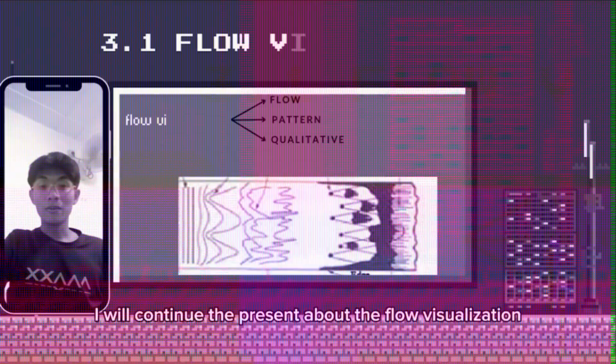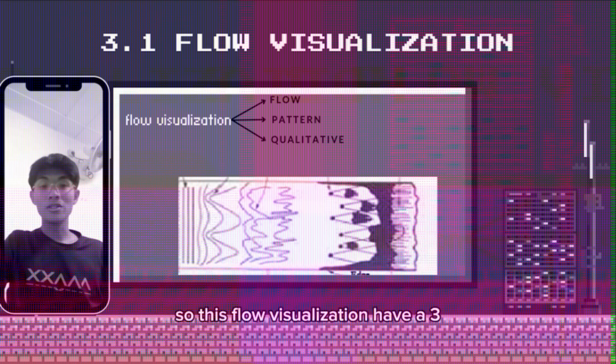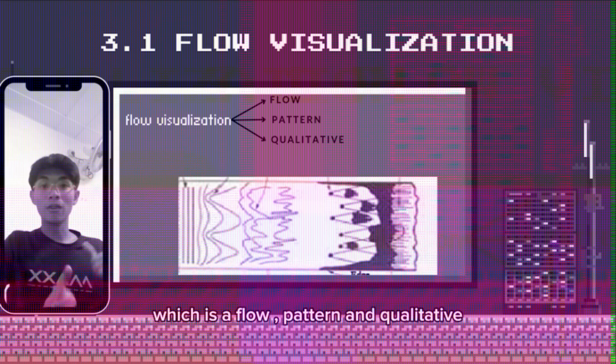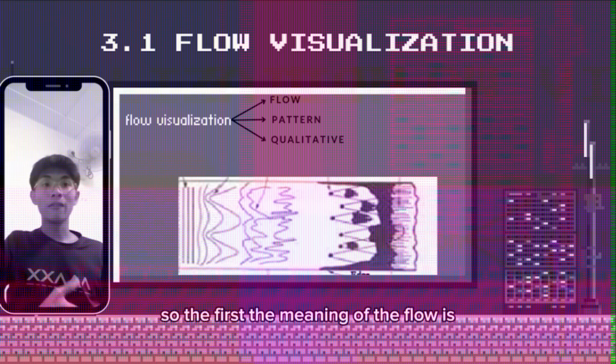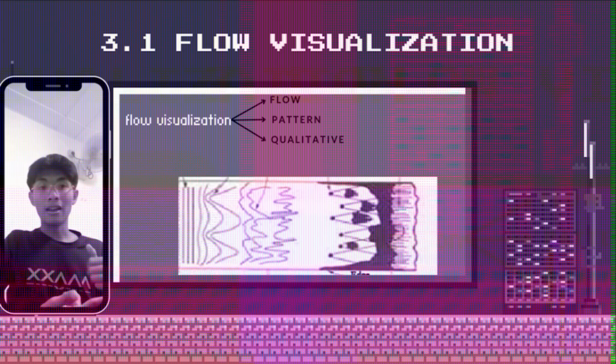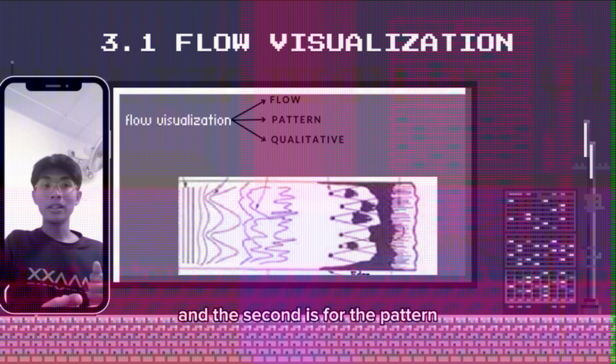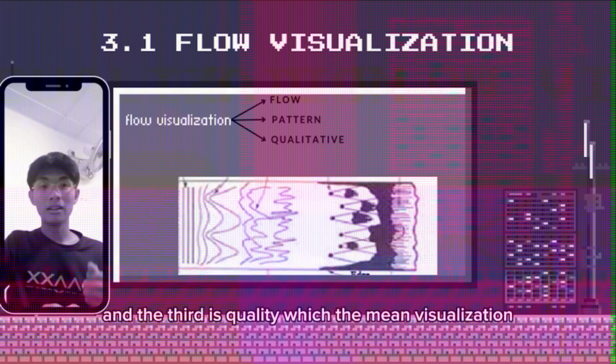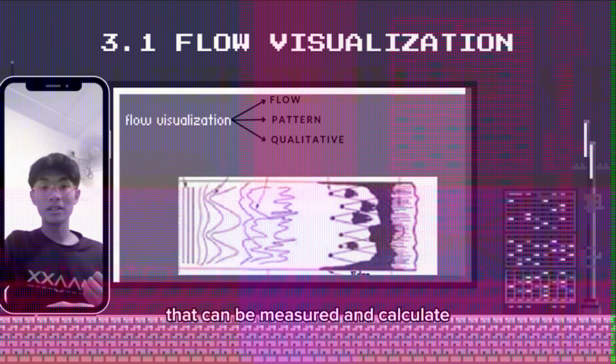Alright, so I will continue to present about flow visualization. Flow visualization has three aspects: flow, pattern, and qualitative. The meaning of flow is the direction in which the liquid moves. The second, pattern, shows the resulting pattern. And the third, qualitative, means visualization that can be measured and calculated.